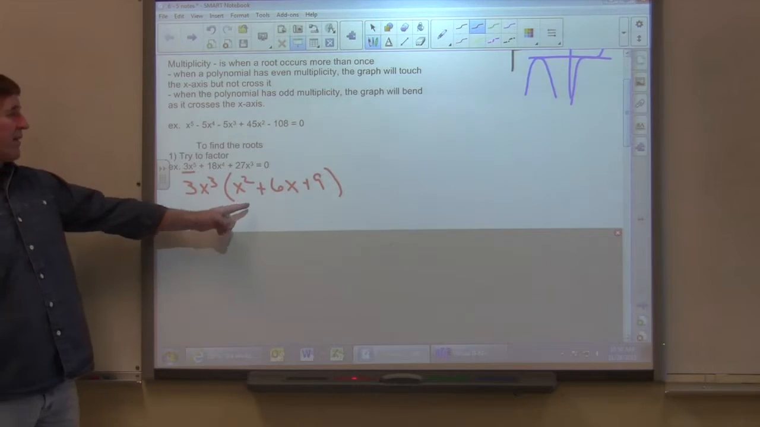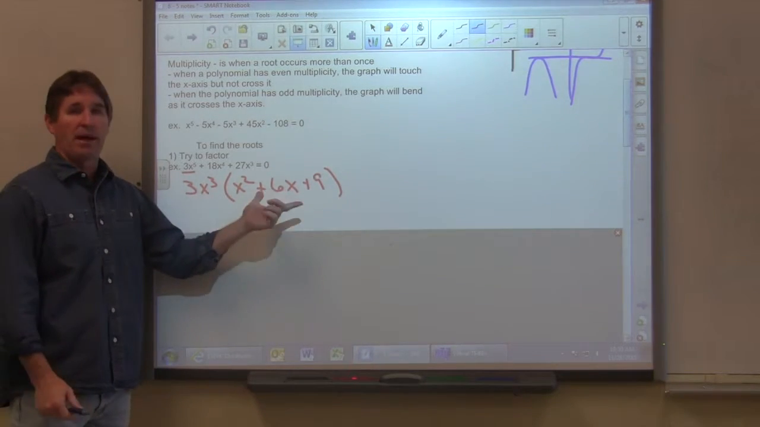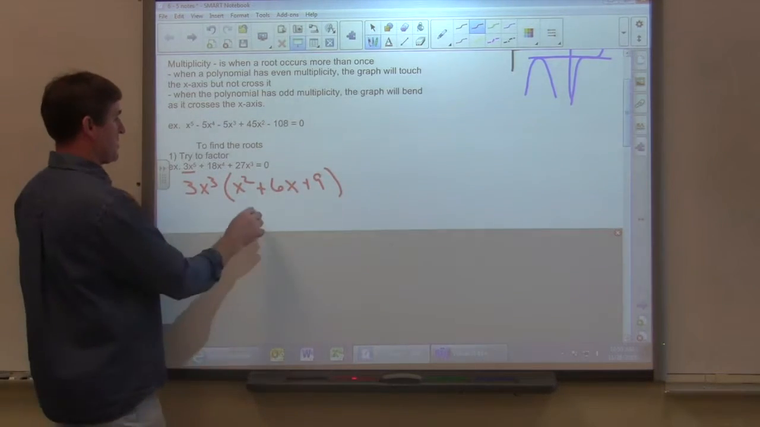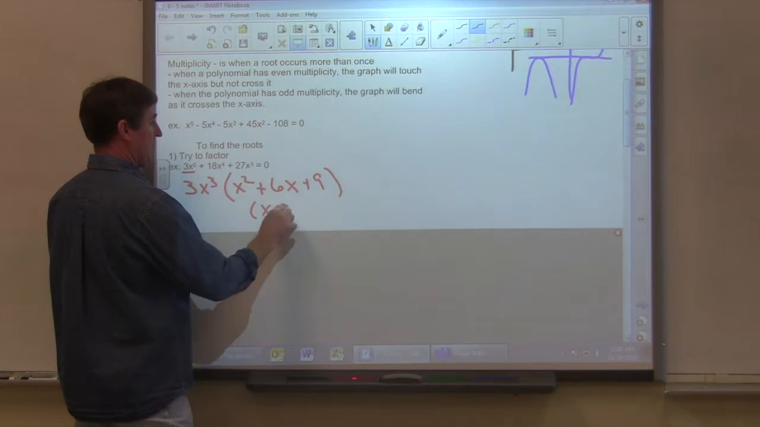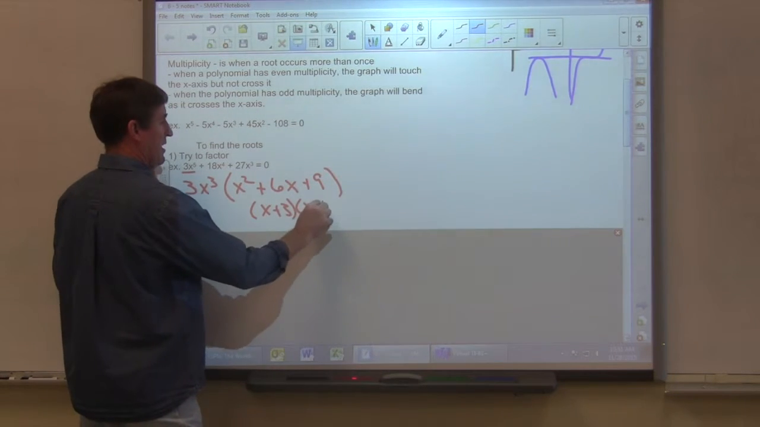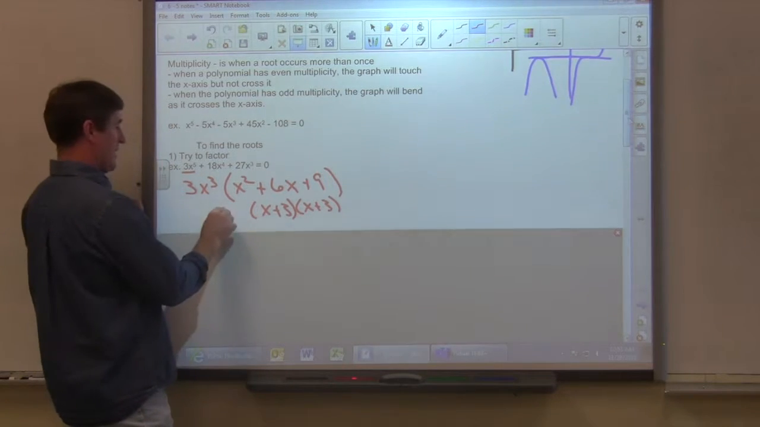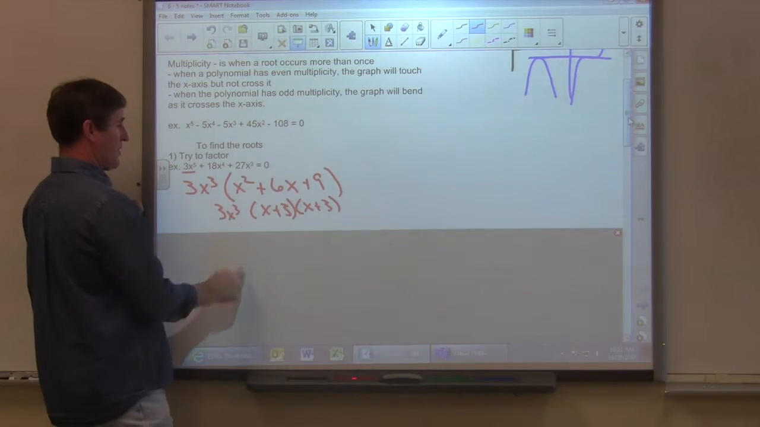Now, from here, we can factor this. Now, if we recognize that this is a perfect square, it makes it really easy. We don't have to do the x method. That just factors into x plus 3 and x plus 3. And we still have this 3x to the 3rd.